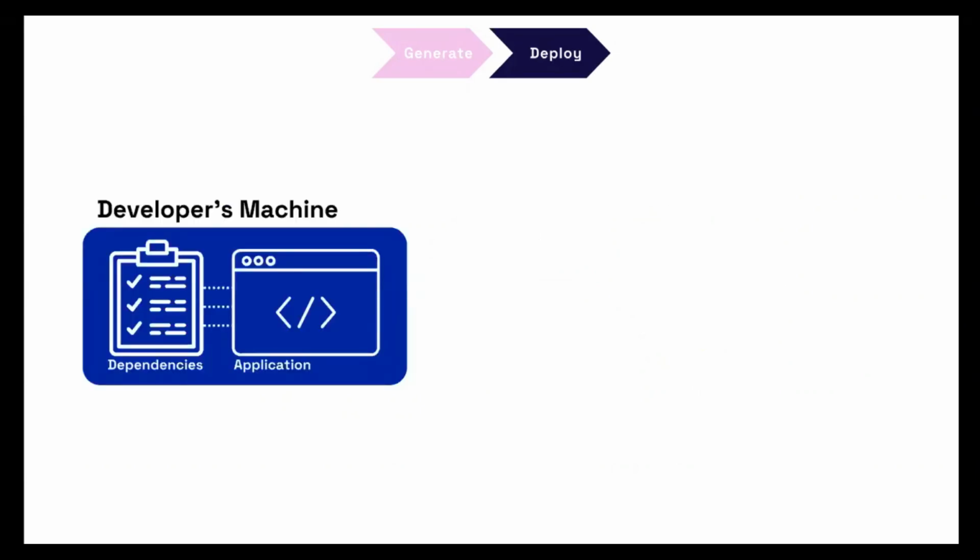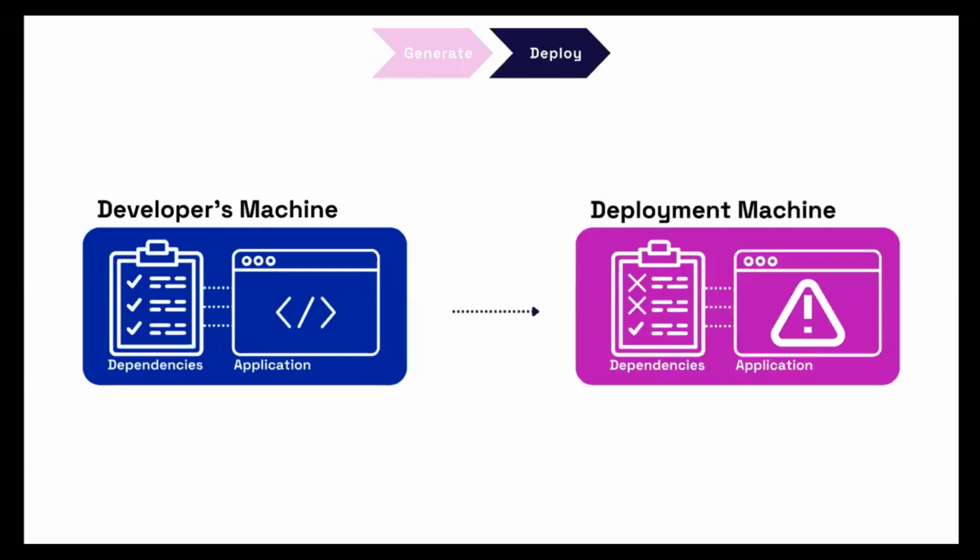Nexus writes the GraphQL server code on the developer's machine. This application code has dependencies that also live on their machine. If the application is transferred to a new machine, errors may occur due to application dependencies not being present.